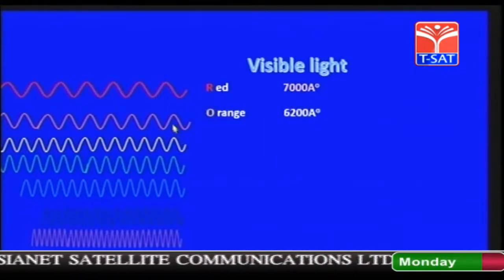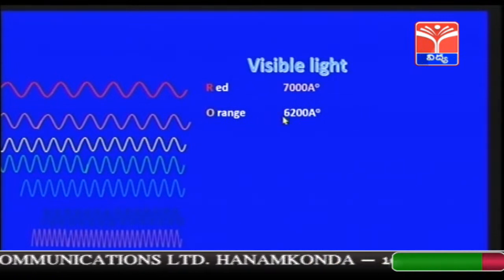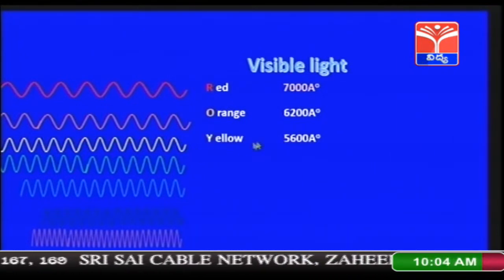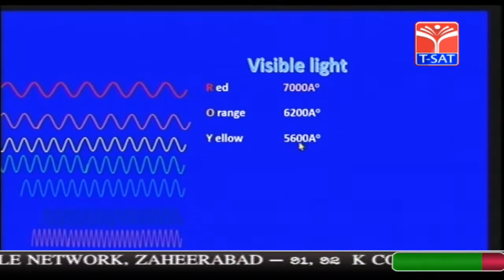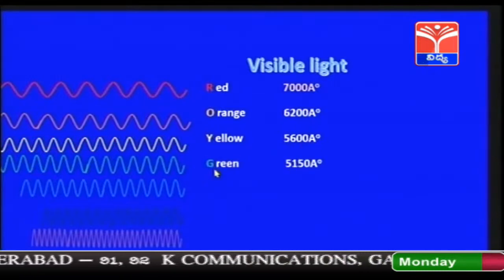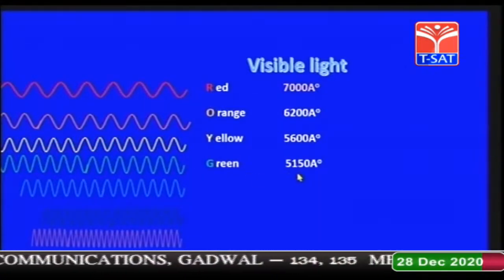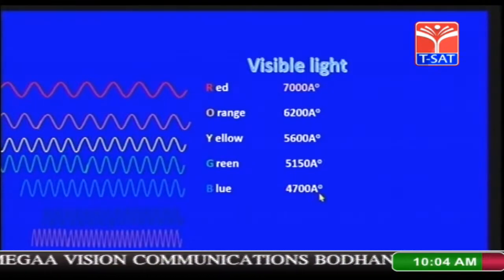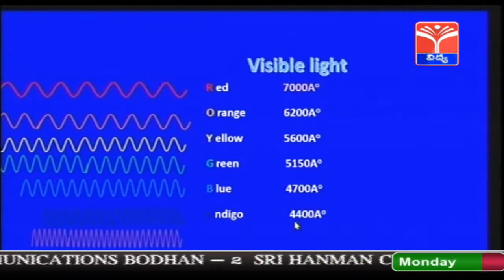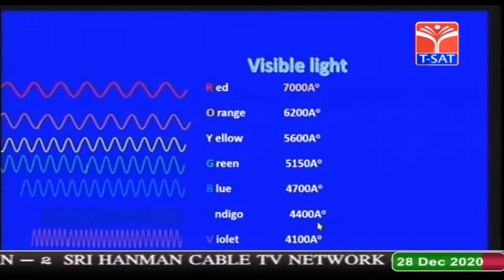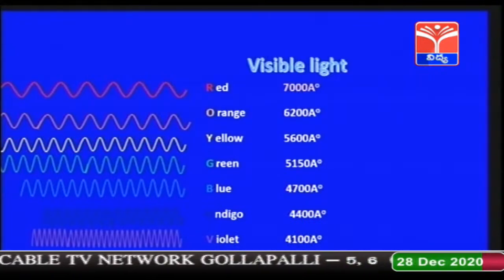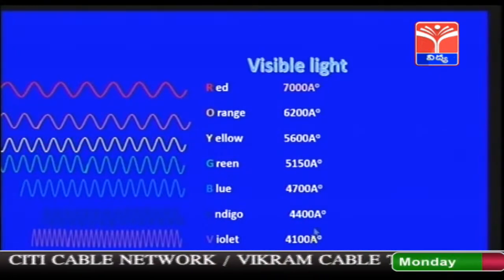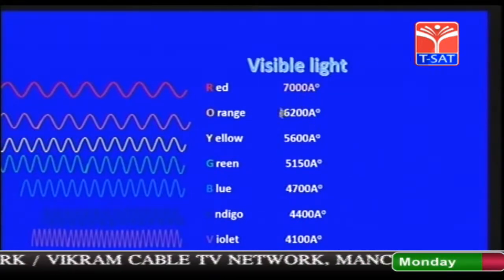And likewise orange has a lesser wavelength than red, that is 6200 angstroms. When you come to the yellow light, it has a wavelength of 5600 angstroms, and the green light has 5150 angstroms of wavelength, and likewise blue 4700 angstroms, and for indigo light 4400 angstroms, and violet, which has the shortest wavelength in this visible light, that is 4100 angstroms. So these are the wavelength ranges for the visible light.